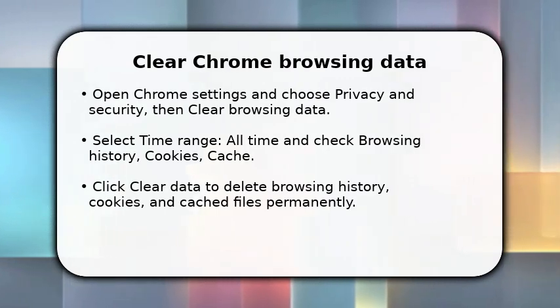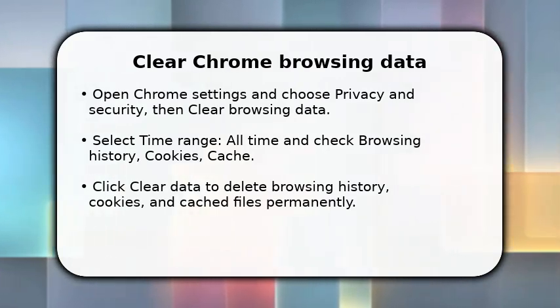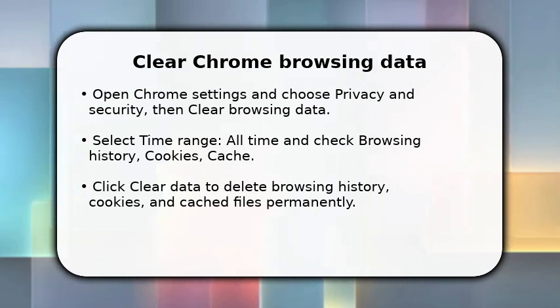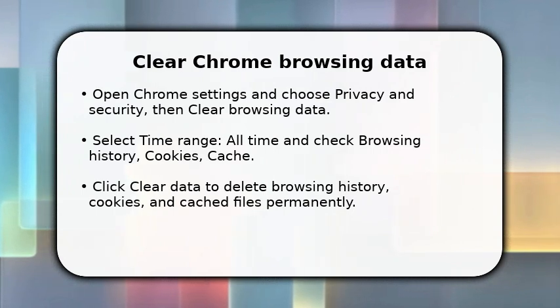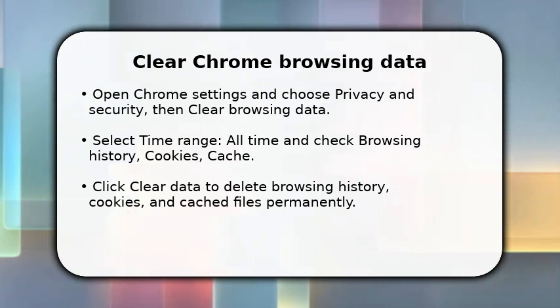Open Chrome and click the three dots in the top right corner. Choose Settings and then Privacy and Security from the left column. Click Clear Browsing Data and switch to the Basic or Advanced tab. Select Time Range, all time to remove everything from this profile.